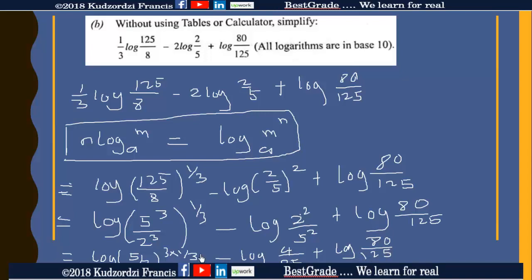So this will cancel this now. You're left with 1 over there. So we have log 5 over 2 minus log 4 over 25 plus log 80 over 125.